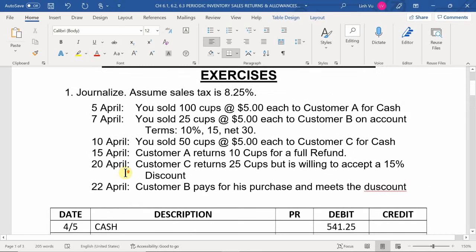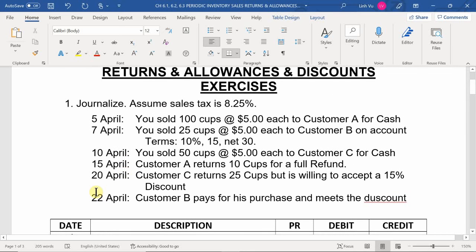Last but not least, we have April 22nd. Customer B decides to pay for his purchase and made the discount period.